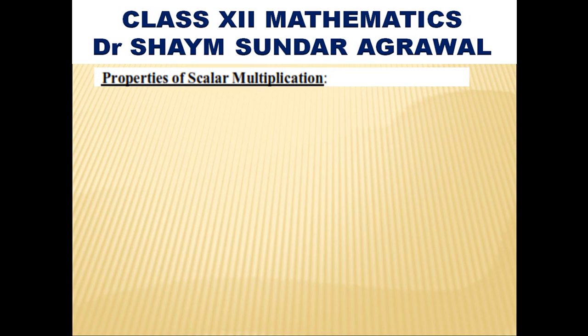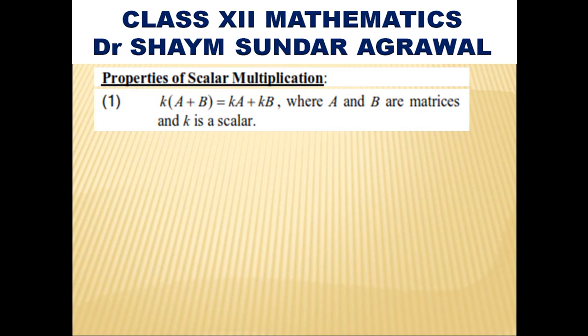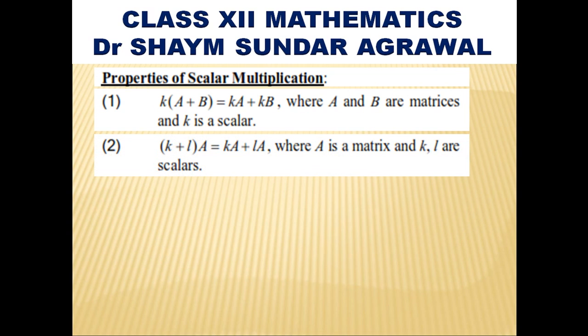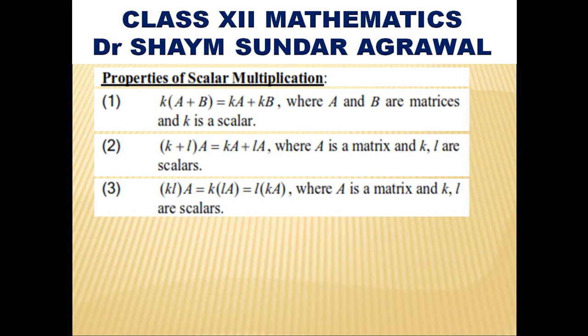First property: if any scalar quantity k is multiplied with the sum of two matrices A and B, then it is the same as k into A matrix plus k into B matrix. Similarly, if the sum of two scalars is multiplied with a matrix A, then it is k into A plus L into A. Similarly, k L into A is k into L into A, which equals L into k into A, where k and L are scalars and A is a matrix.